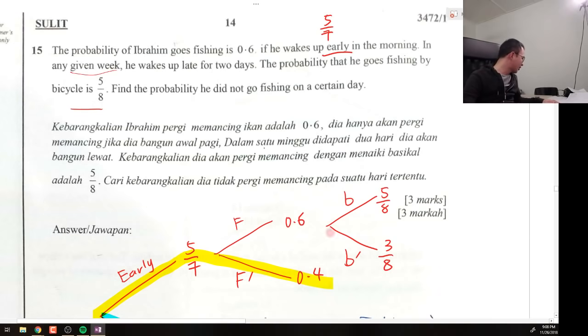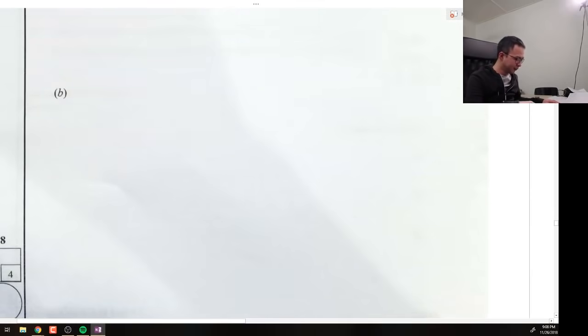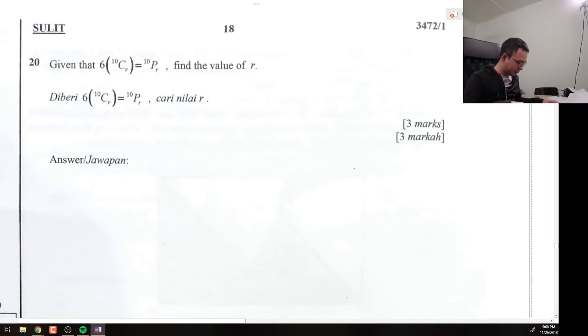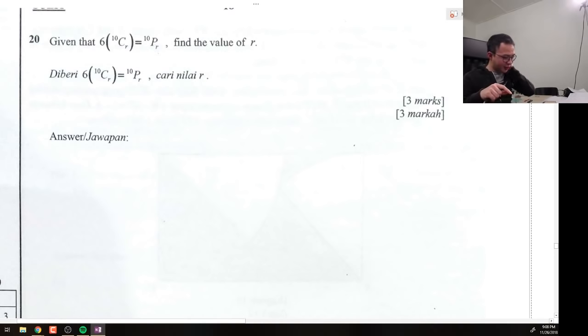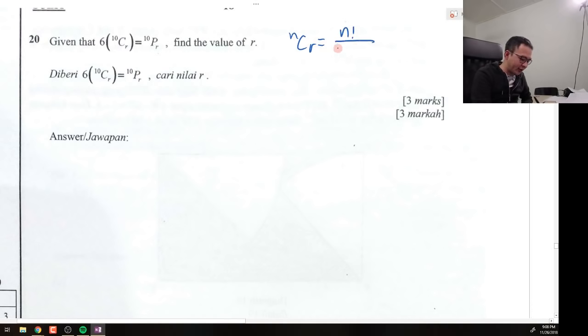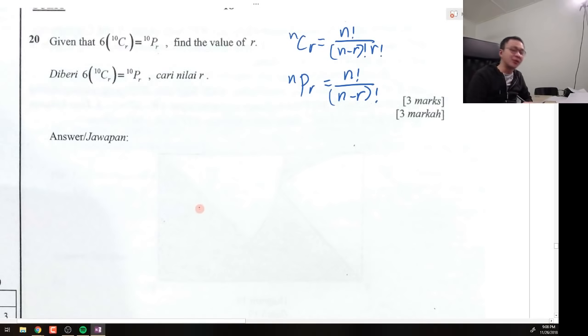Alright, the next question will be question 20 here. These questions are for students who are not familiar with nCr and nPr. For these questions you need to know the formula for nCr. It's n factorial over n minus r factorial, then r factorial. And the formula for nPr will be n factorial over n minus r factorial. These two formulas are actually given.